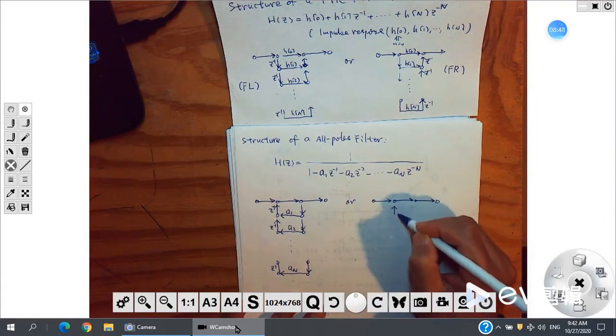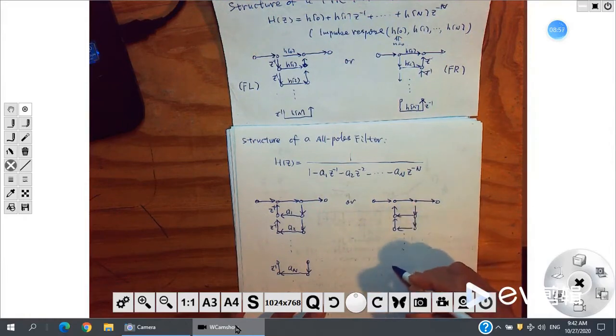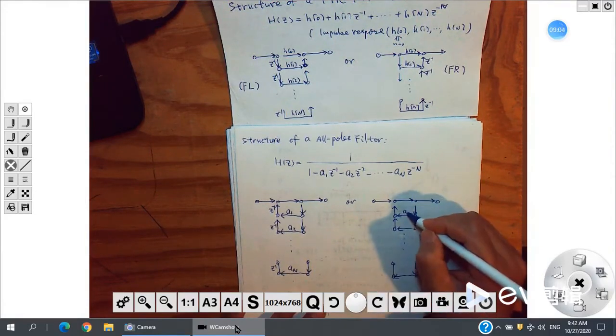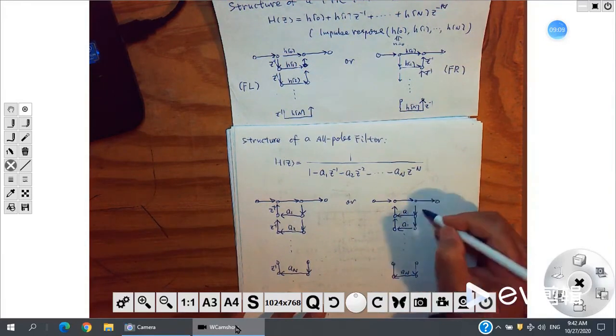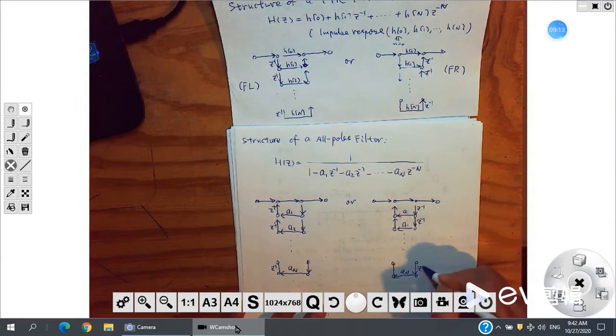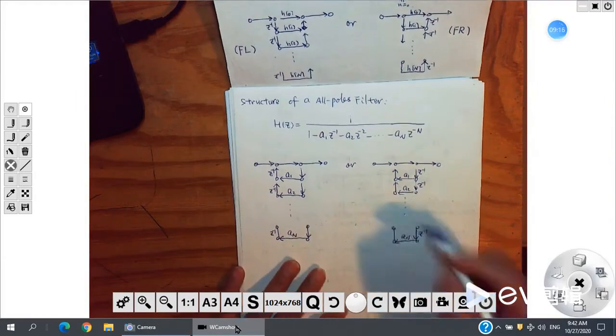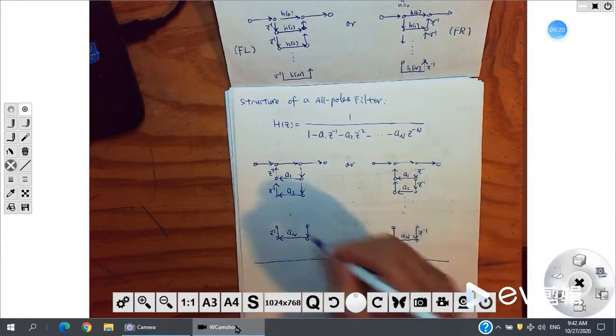We have feedback, one more feedback, and until the last one. And the coefficients a1, a2 until an, and the delay now I put on the right side. Okay, so either structure works, and I can also give a name for this.